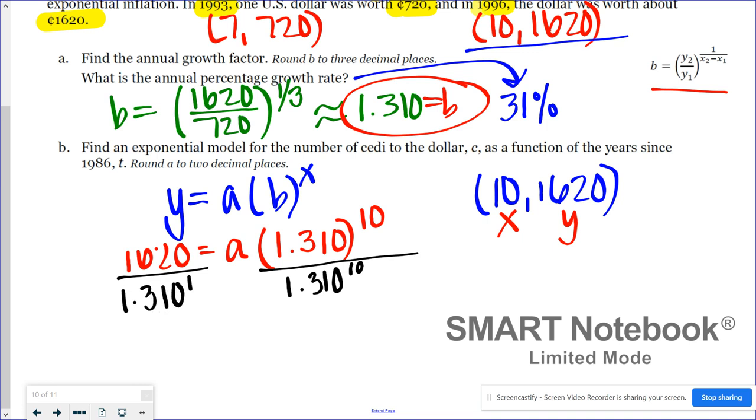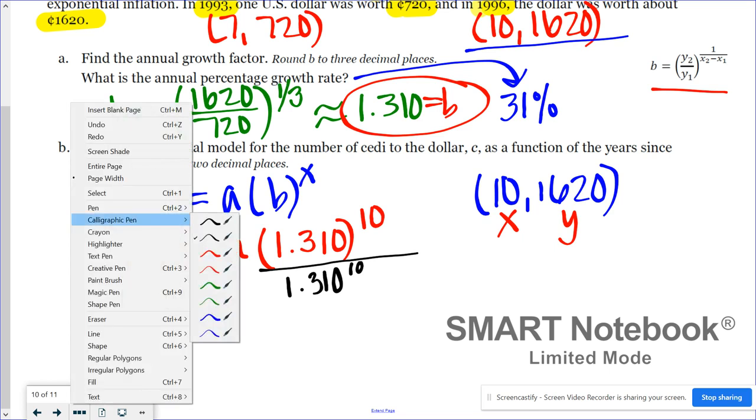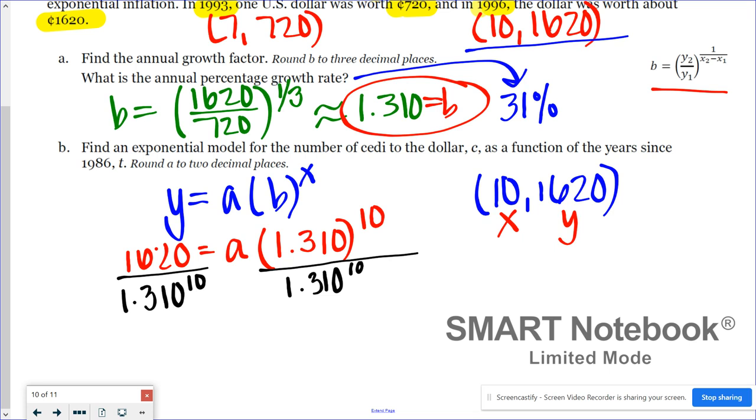Now my calculator can totally handle this. Me typing in 1,620 divided by 1.310 to the 10th power. Our calculators can totally handle this, no problem. And so that's what I did, and I got 108.84 for my A value.